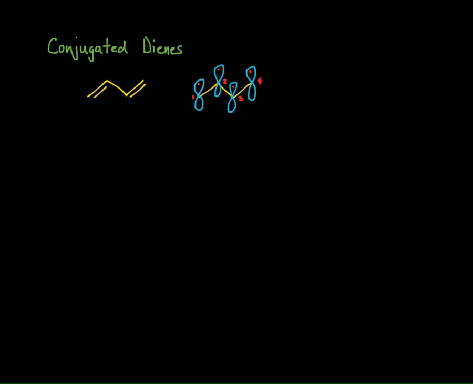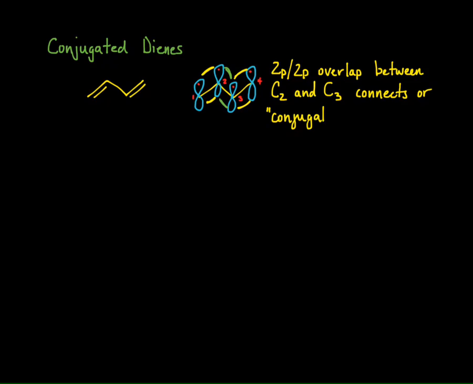there's an overlap of the p orbitals on carbon 1 and 2 to form a pi bond, and there's an overlap of p orbitals between carbon 3 and 4 also to form a pi bond. But what's to say that you can't form a kind of a pseudo pi bond between carbons 2 and 3? And that's really what conjugation is. It's a 2p overlap between those two carbons. And we say that it connects those carbons or conjugates the double bonds so that they are somehow linked together and stabilized.